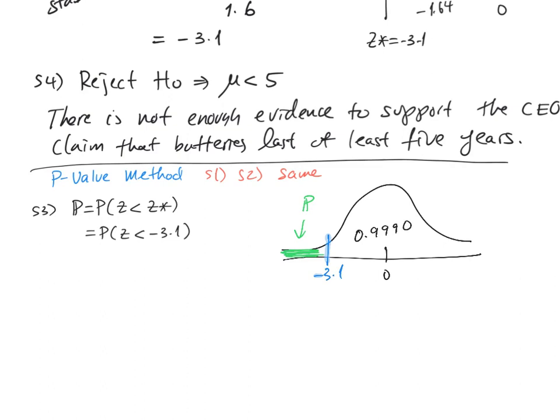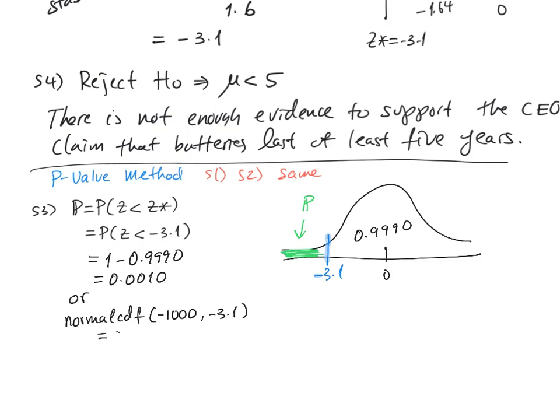All right, so then what will be the p-value? It will be 1 minus 0.9990, okay? Which is what, 0.0010, okay? Or if you use a calculator, this will be normal CDF, then minus 1000 to negative 3.1, and it should give you exactly the same answer.